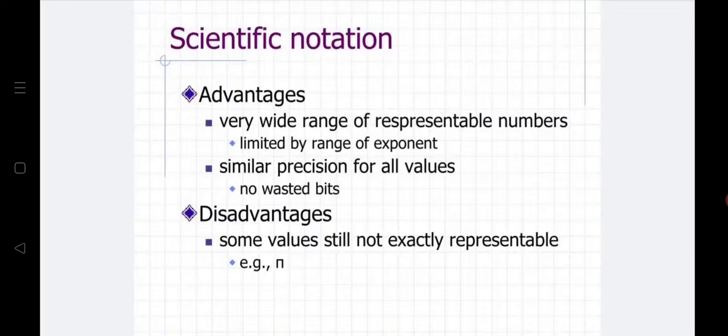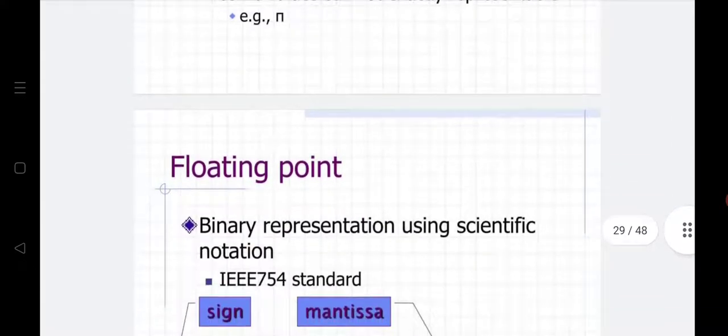Next, what are the disadvantages? Some values are still not exactly representable. Some values like pi cannot be represented exactly in this fixed point representation. So this is scientific notation.